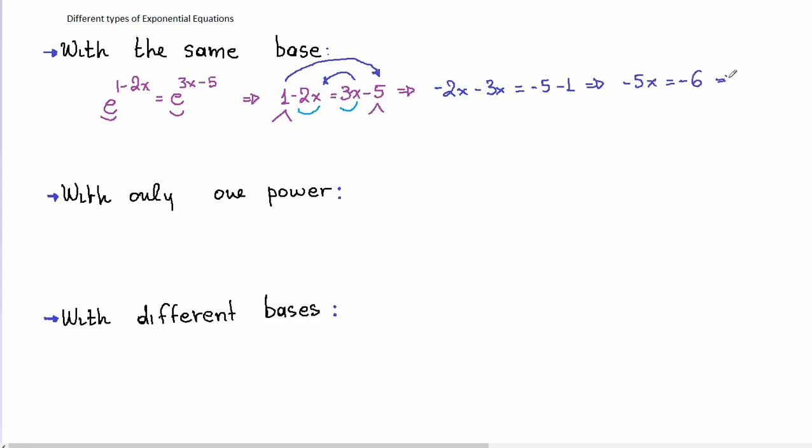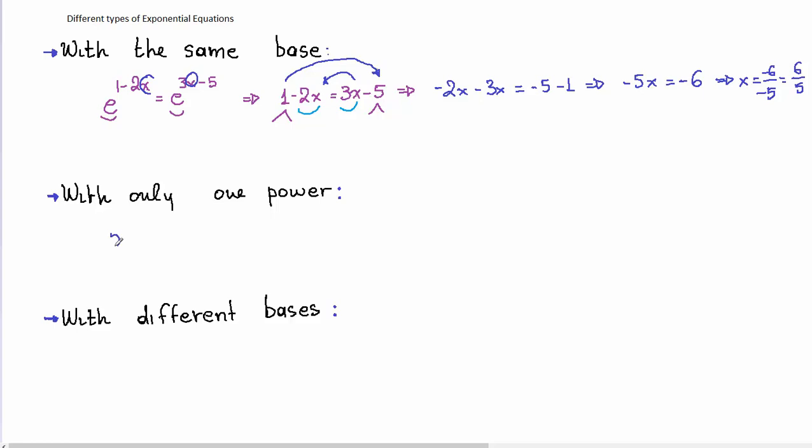I solve for x, and this gives me x equals negative 6 over negative 5. I can simplify that to 6 over 5. And this is my final answer. So this means that if I replace the x in the initial equation with 6 over 5, then the exponents will be equal. So that's one of the examples that we want to see.